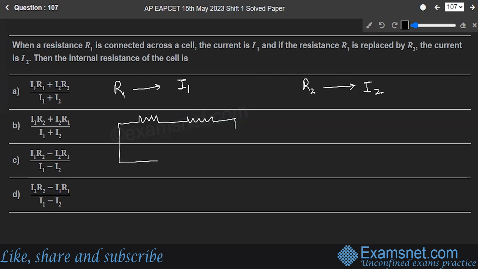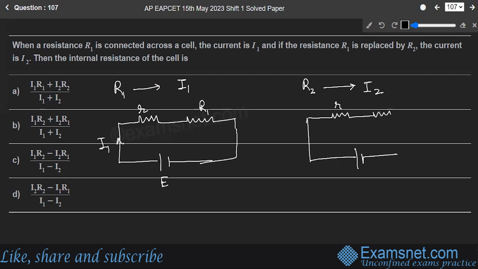Okay, so this is the battery. Let's say this is the charge E, this is the direction of the current flowing, this is I1, this is R1 resistance, and this is the internal resistance of the cell. And here you have the second battery, second circuit. Again, you have this as R. Now the resistance is replaced by R2, and so now the current flowing is I2.